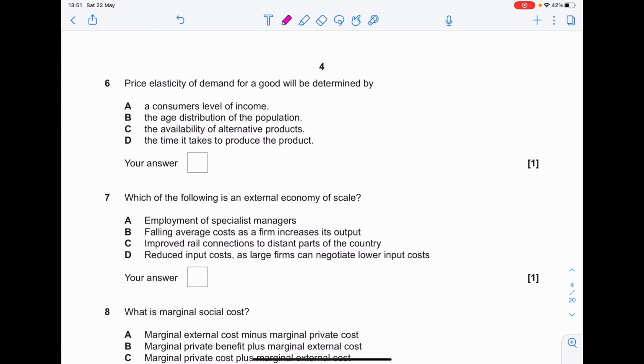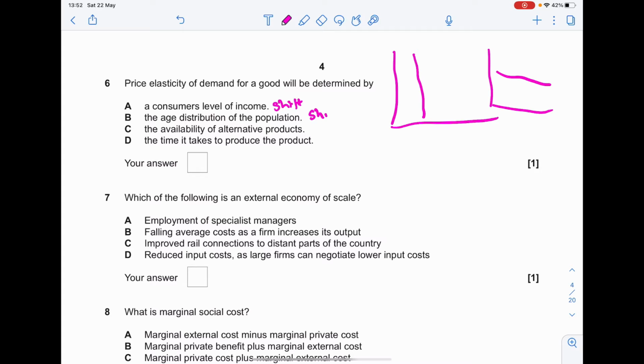Price elasticity of demand for a good will be determined by, so this is the factors determining the elasticity of demand. So when we talk about elasticity, we're thinking about the gradient. So inelastic or elastic. So don't get mixed up with things that cause the demand curve to shift. So the level of consumers' income, that's going to shift the curve. Age distribution of the population, well, if you've got an ageing population, you'll have greater demand for sheltered accommodation. So again, that's going to shift your curve.